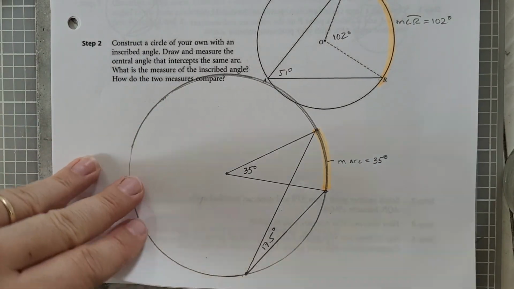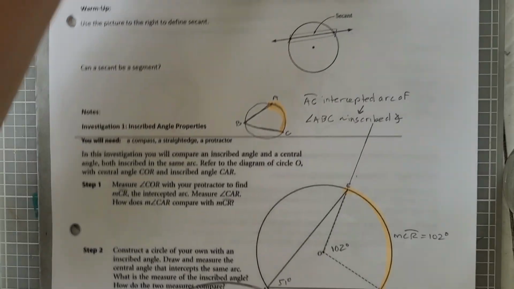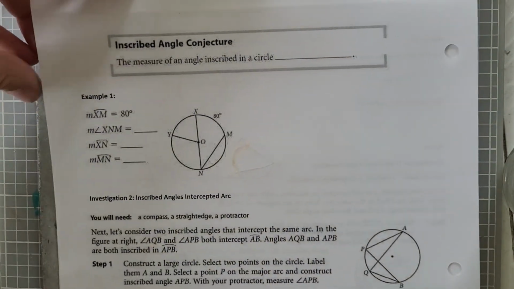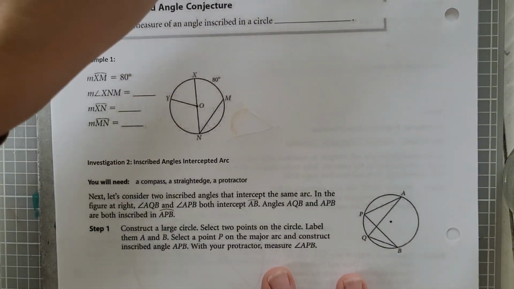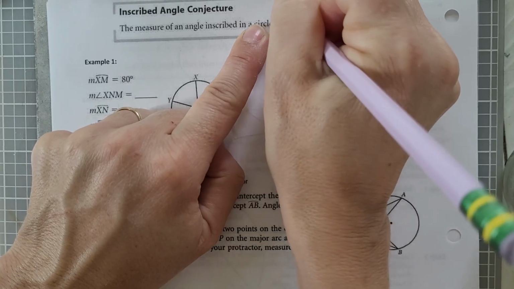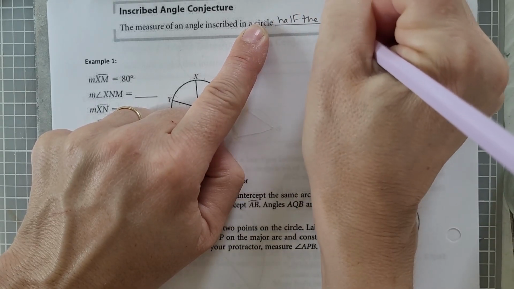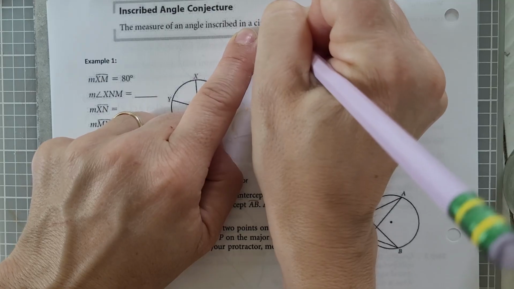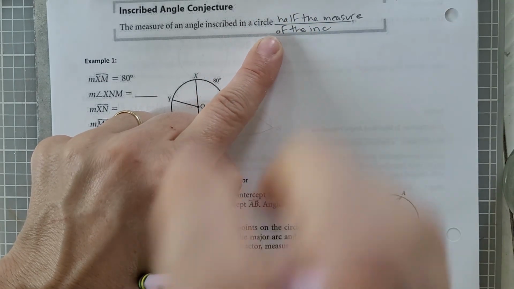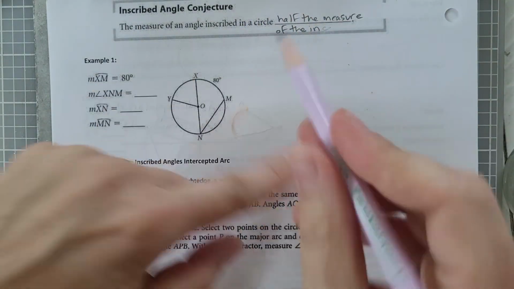That is our conjecture. I'm going to go ahead and write that on the next page. This is called the inscribed angles conjecture. So the measure of an inscribed angle is half the measure of the intercepted arc.